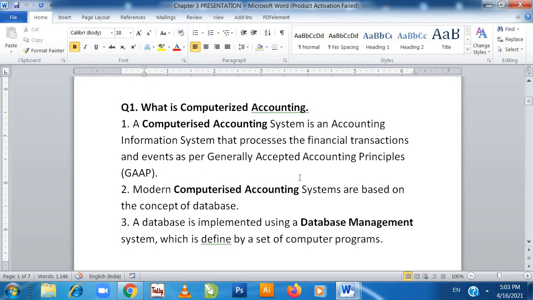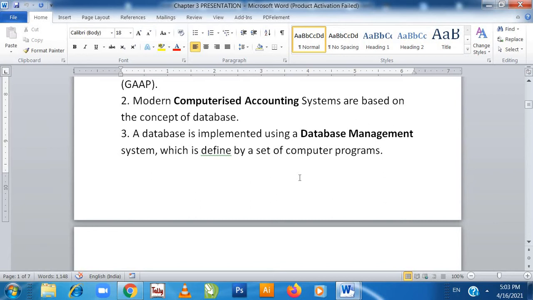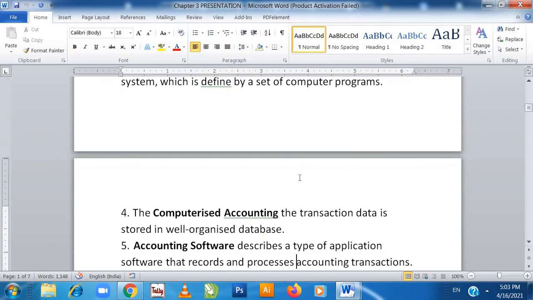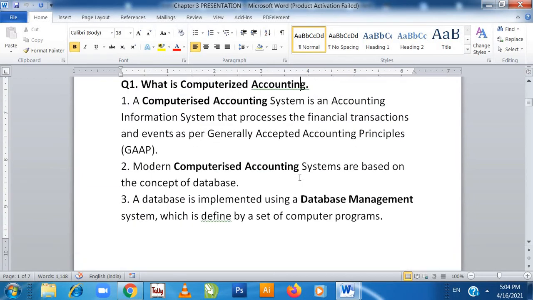Now modern computerized accounting systems are based on the concept of database, because ultimately whatever accounting transactions we are doing, we need to store in a database management system, and that is defined by a set of computer programs. Now the computerized accounting transaction data is stored in a well organized database. Now accounting software describes the type of application software. Whichever software I am using, whether Tally, GNU Cash or GNU Khata, it describes the type of application software that records and processes the accounting transactions. So this was the question, what is computerized accounting?